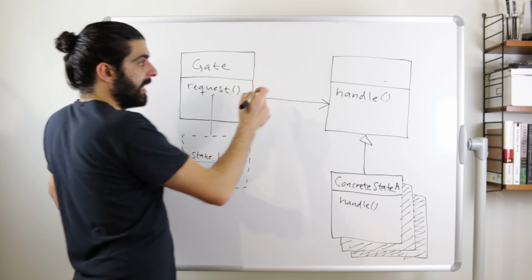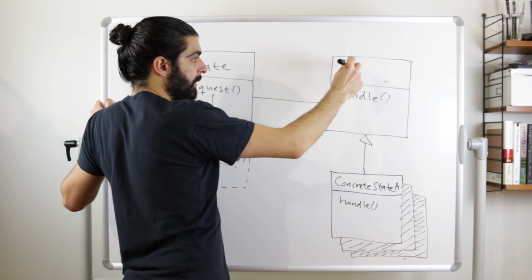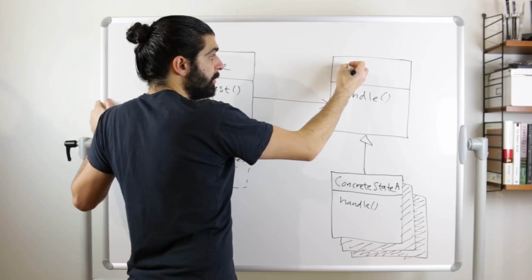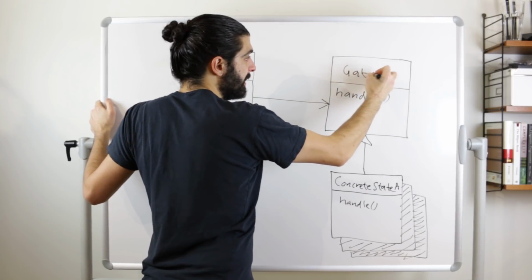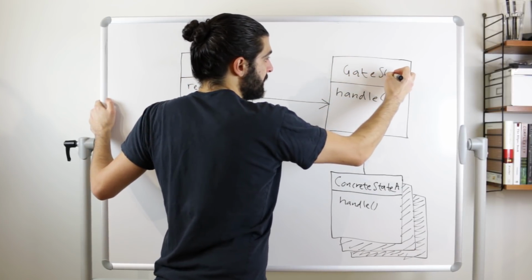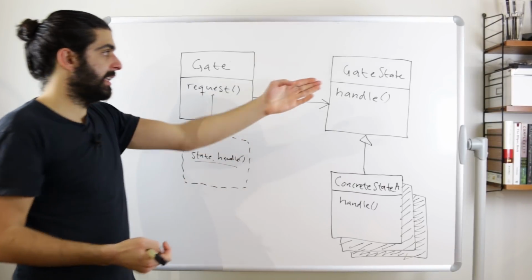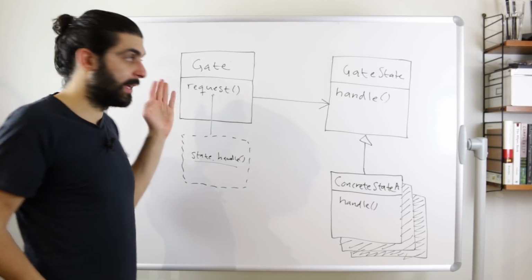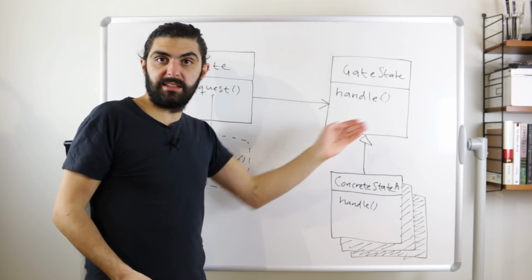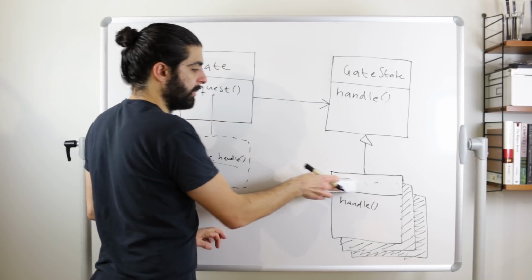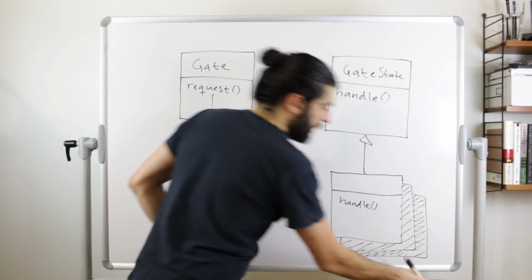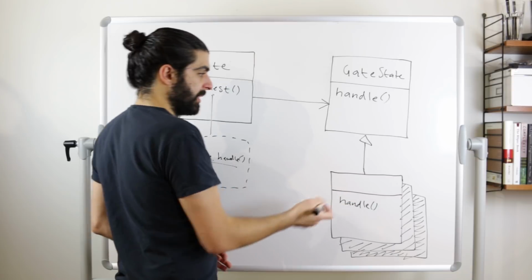So the context is the gate. And then we had state. And state we would maybe call gate state, to emphasize that it's not just any old state, it's a state corresponding to a gate. So a gate can have a gate state. And then these concrete states, it no longer makes any sense to call them generic concrete states. We need to call them something specific.